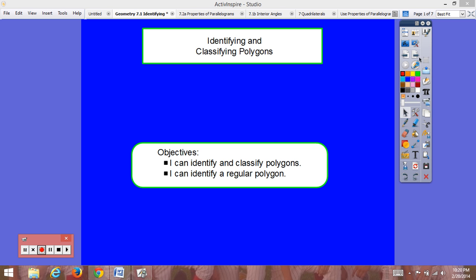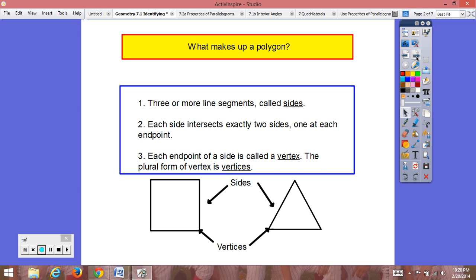Okay, this video is about identifying and classifying polygons. Our objectives are going to be pretty simple. I can identify and classify polygons, and I can identify a regular polygon. So, what makes up a polygon? What are the characteristics needed for a polygon?